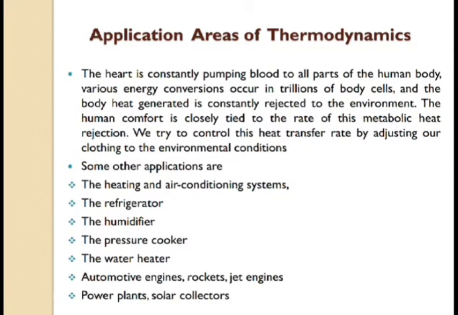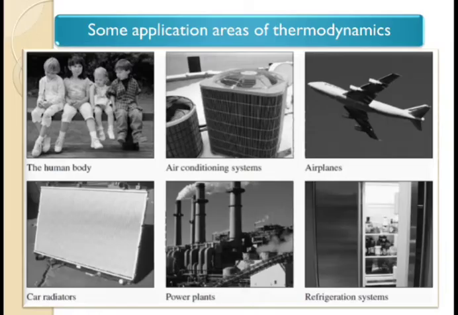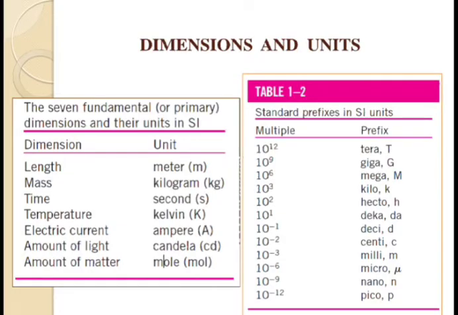These are some of the application areas of thermodynamics: the human body, heating and air conditioning systems, refrigerators, humidifiers, pressure cookers, jet engines, airplanes, power plants, car radiators, refrigeration, and every other appliance which has energy interaction. These are some of the dimensions we use in thermodynamics. Basically, we use the SI system of dimensions and units.